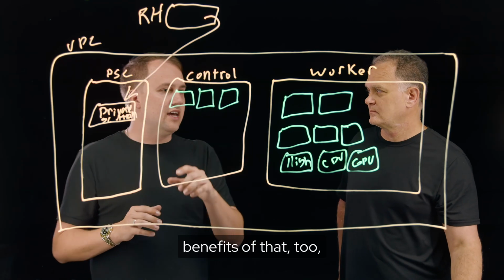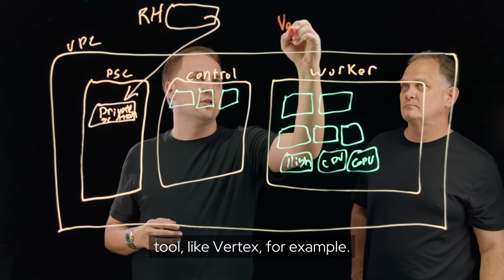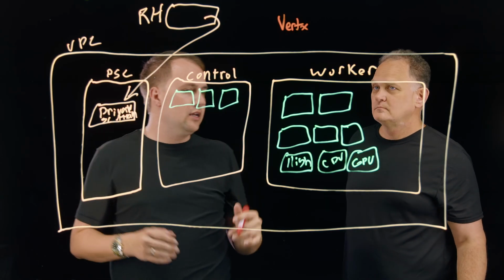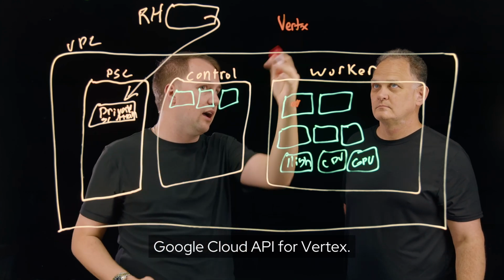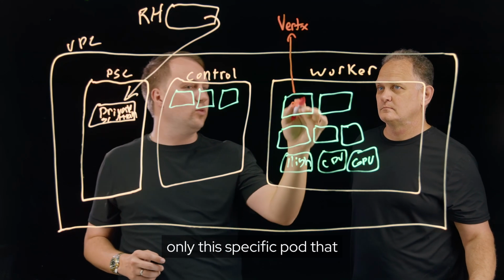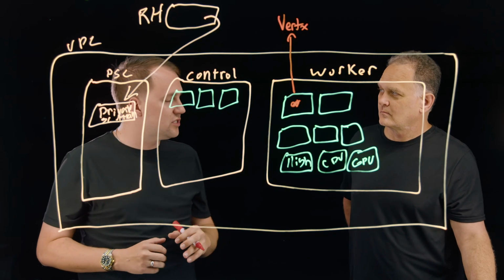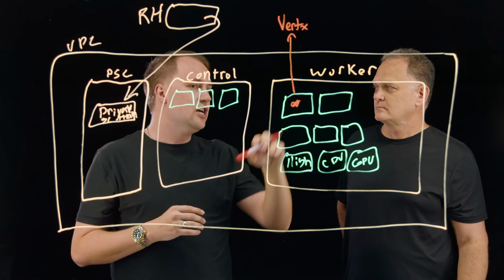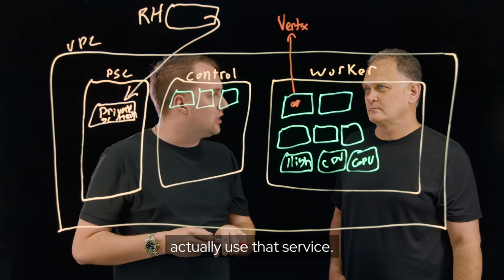One of the great benefits of that too is that, let's say, for example, we wanted to use another tool like Vertex. As we're talking about Vertex, we have an application that's running here, for example, and it wants to access the Google Cloud API for Vertex. What it'll do is use WIF to connect to that service, so that only this specific pod that is running on this node has permission to access that resource. It provides an extensive amount of safety when we're operating this, to ensure that only the resources you give permission to have the ability to use that service.